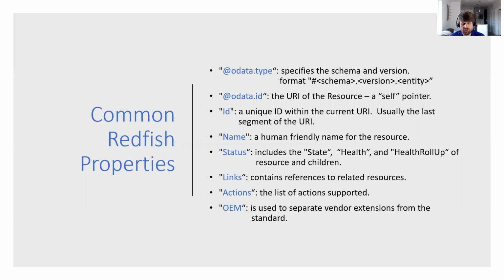Links, as I kind of mentioned, shows a relationship. So there's a link from the BMC to the chassis and from the chassis to the BMC. And actions go beyond what CRUD HTTP operations can perform. Actions can be used to reboot the BMC or boot the system. And OEM is used by vendors, and it's clearly marked as OEM in the path.